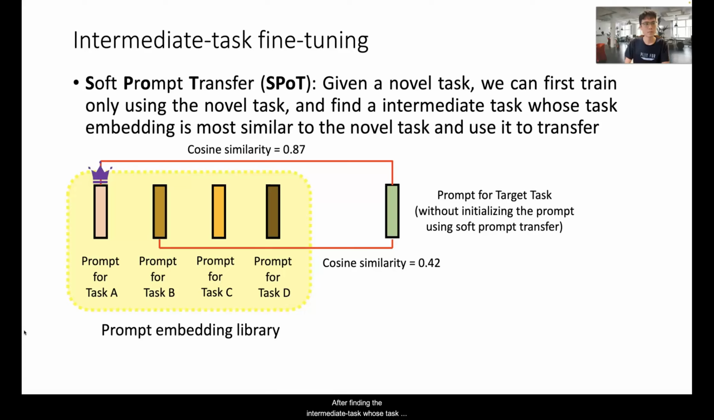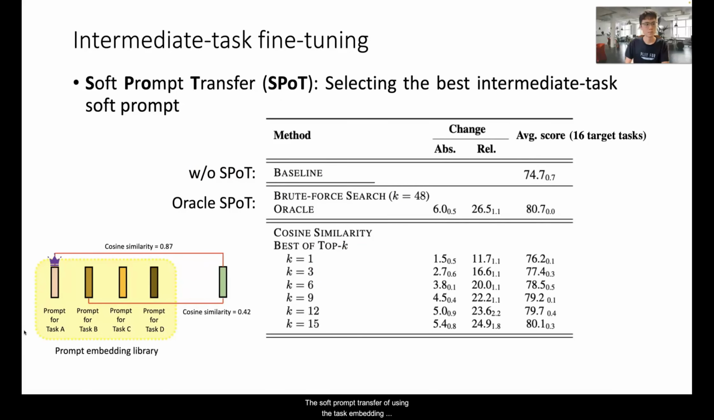After finding the intermediate task whose task embedding is the most similar to the target task's prompt embedding, we use the subprompt of the intermediate task to initialize the subprompt embedding of the target task, and use subprompt tuning to fine-tune the model. The subprompt transfer of using the task embedding cosine similarity to find the best intermediate task is shown in the table. The first row shows the performance of direct subprompt tuning without using subprompt transferring. The performance is averaged over 16 different target tasks.